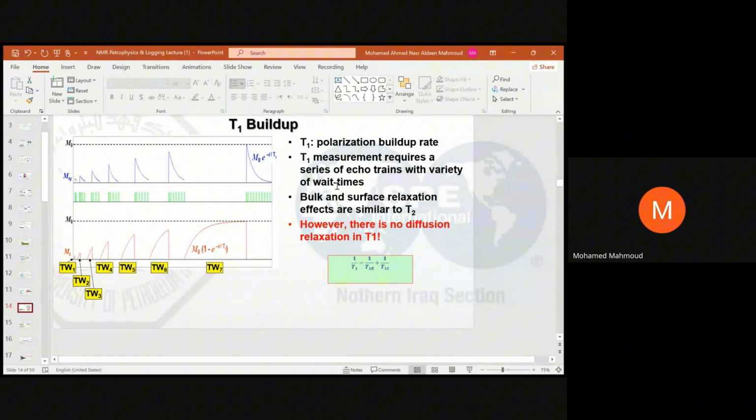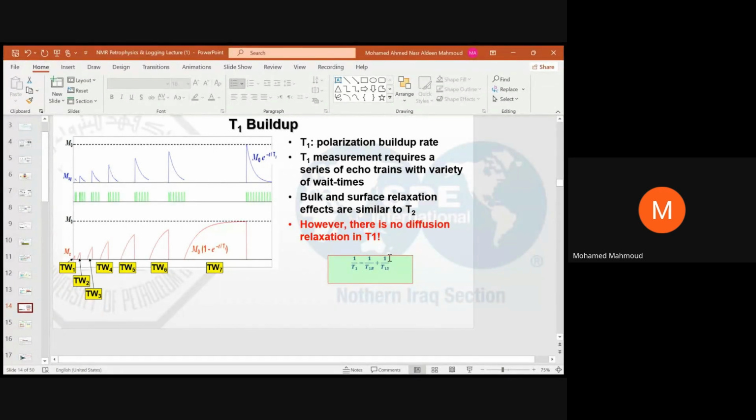Also, back to T1, this is how we measure it. We have what we call the wait time. We apply a magnetic field and wait a specific time, and then we apply the magnetic field again and wait, and apply, until we reach full equilibrium to get this equation. If you look at this equation, it has no diffusion. It's only bulk relaxation and surface relaxation.